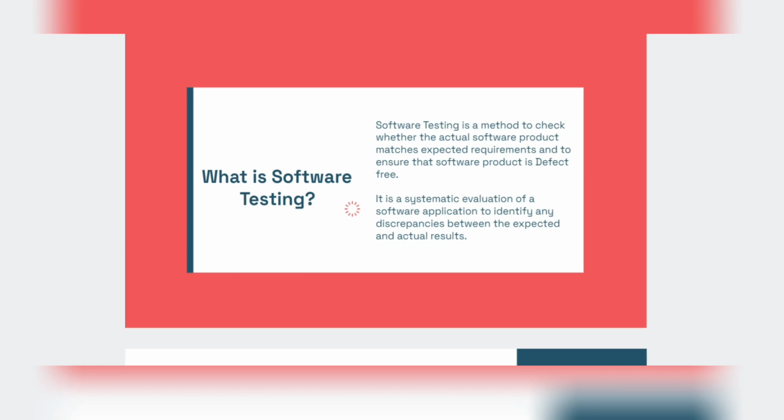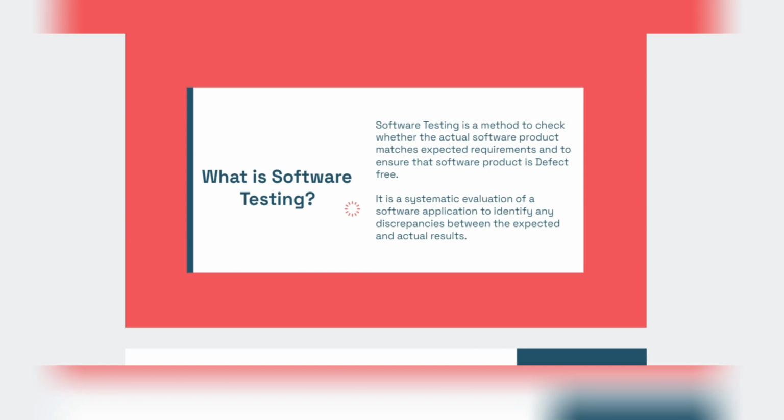We need to make sure that our component and system are good enough, try to find defects, and try to prevent defects by early testing. It is a systematic evaluation, where we are checking the actual against the expected. If you find any discrepancy, you need to report that as a defect. So that is the basic concept of software testing.